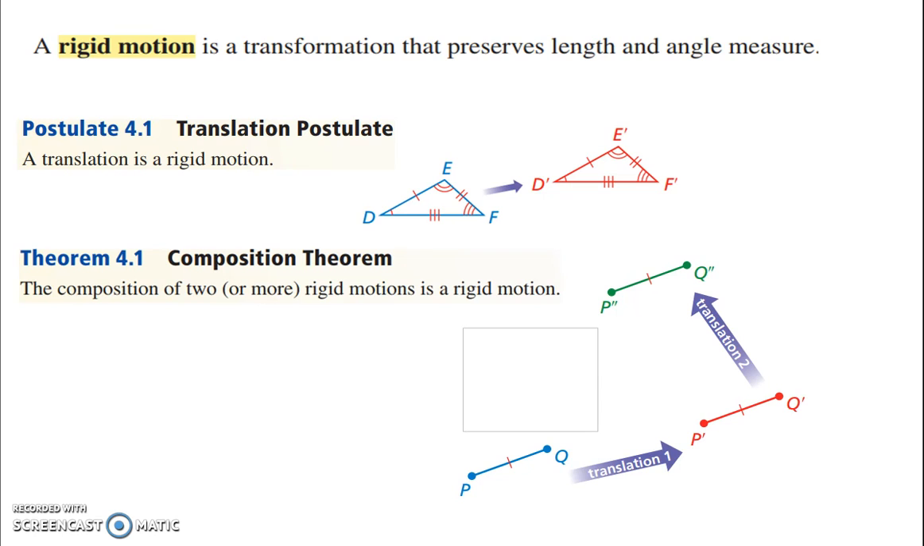The composition theorem, if we have a composition of translations, so that means I do one translation and then I do another translation, that's also a rigid motion, which means we don't change what we initially had. So it doesn't matter how many times you translate something, the original shape doesn't change. We preserve length and angle measure. So the composition would be from the first to the last shape. So that's the composition right here, from the PQ in blue to the P prime prime, I suppose, in green there.